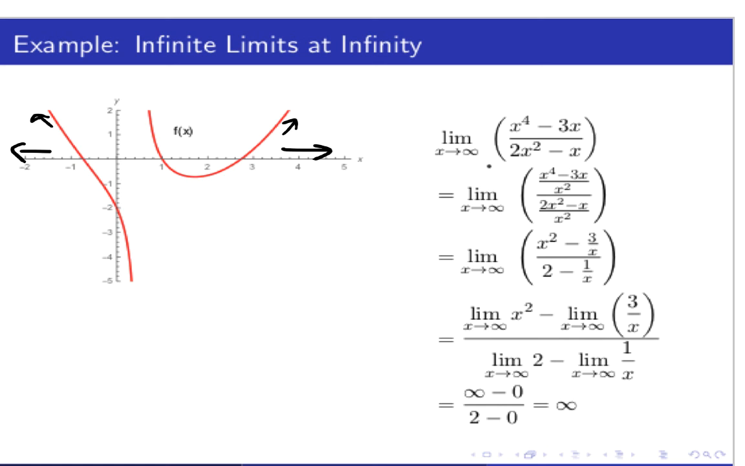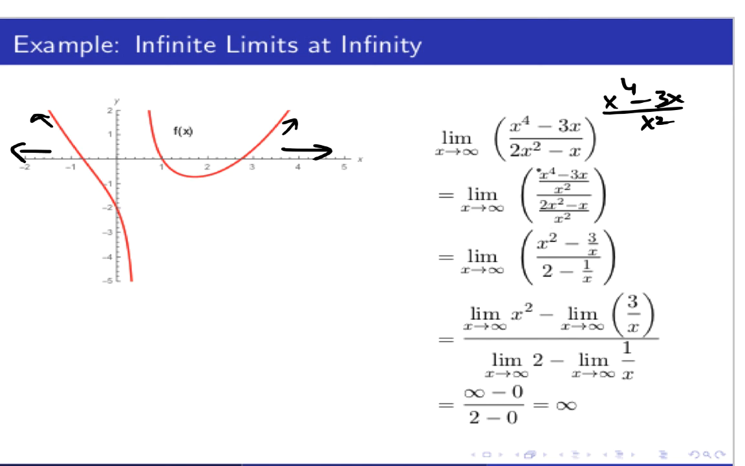Okay, let's do the math. Limit as x approaches infinity of x to the power 4 minus 3x divided by 2x squared minus x. We'll apply the same rules. It's a rational function, first of all, a polynomial over a polynomial. We will divide by the degree of the denominator, which is 2. So we're going to divide the numerator by x squared, and we will divide the denominator again by x squared.